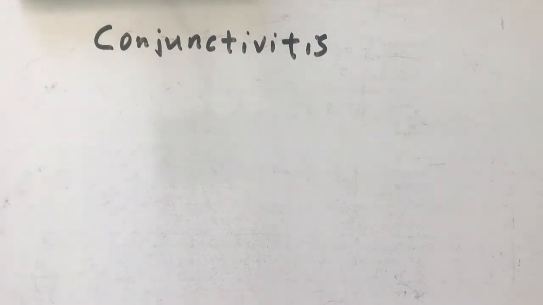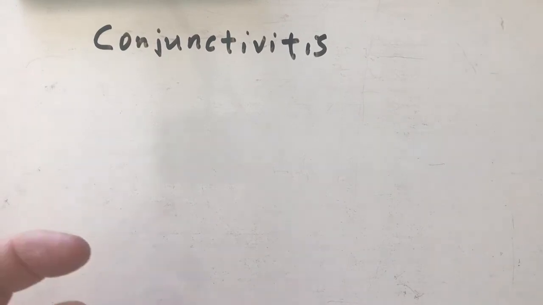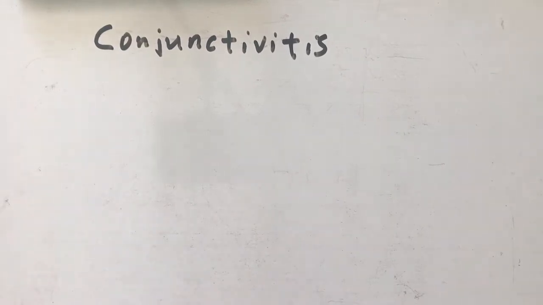Okay, so in this video, we're going to talk about conjunctivitis. Just so you know what conjunctivitis is, this is when your eyes turn red. The conjunctiva is a membrane that covers the eye and it has blood vessels in it. When the blood vessels are small, you can't see them. But if something happens and they become inflamed, then you start to see the blood vessels, and that's the red eye.